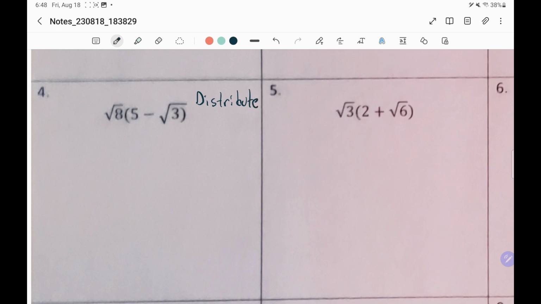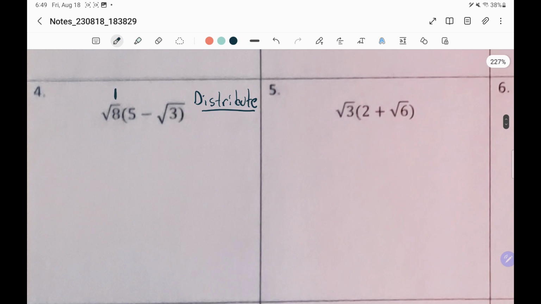And I'm just going to write distribute. Now, what that means is that before I do anything, I have to go ahead and multiply my stuff, or my number, or whatever it might be, the thing on the outside, inside to the parentheses. So those two are going to multiply, and then this guy and this guy are going to multiply. Okay?